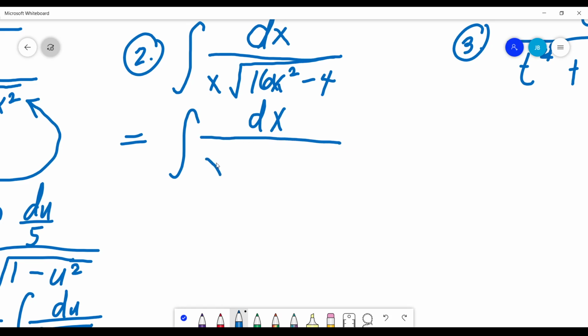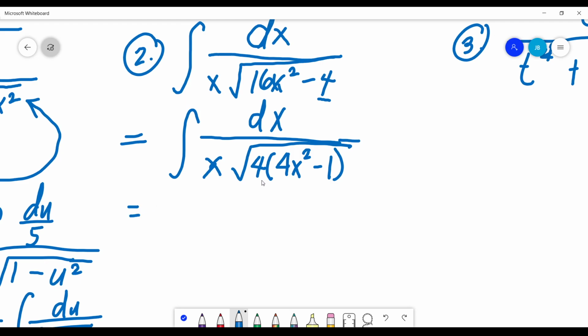So that would be x square root of. To make your 1 into a, notice that this can be factorable. So that would be 4 times 4x squared minus 1, right?